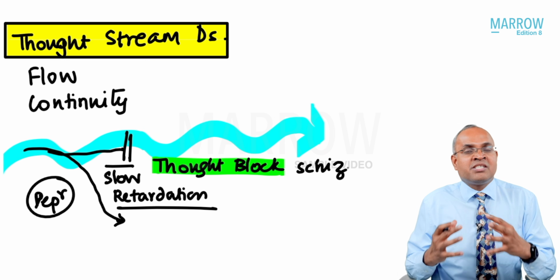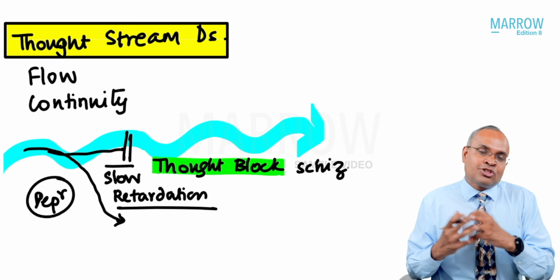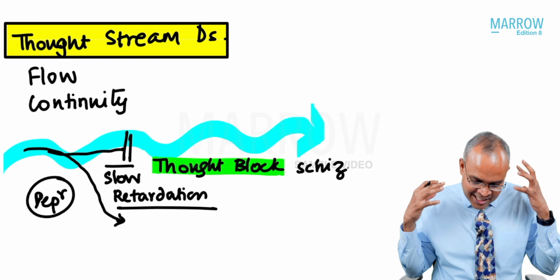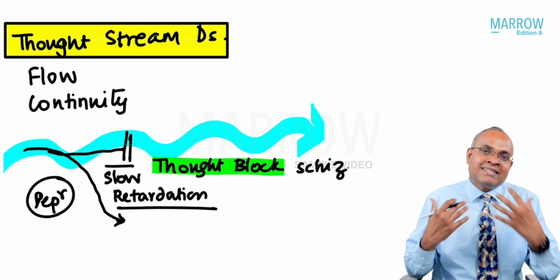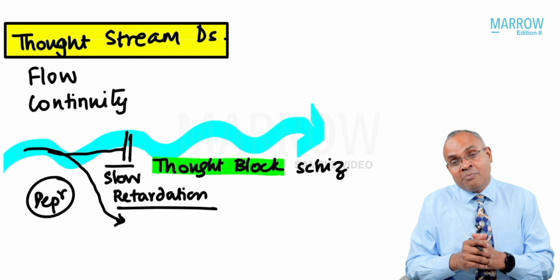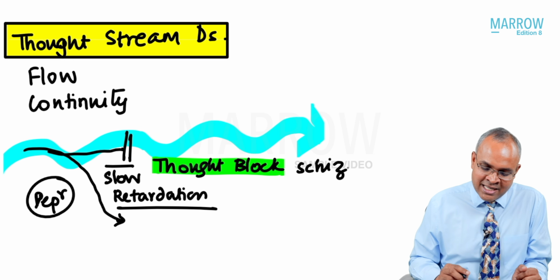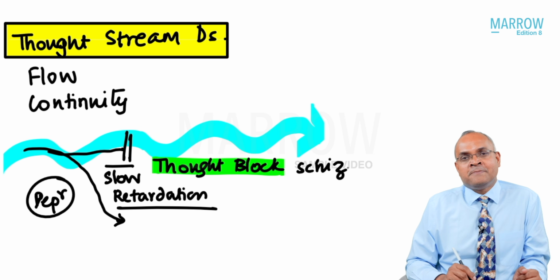Even extreme stress and anxiety can lead to thought block. It happens sometimes in your viva exams, right? You're thinking and suddenly, tapak, it blocks and nothing comes out further. So thought block can happen in schizophrenia patients, and extreme anxiety also sometimes can lead to thought block.